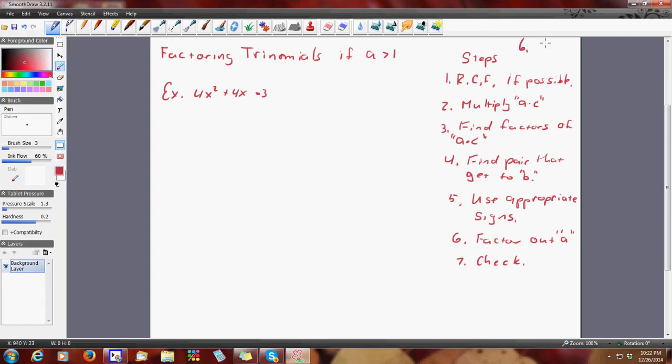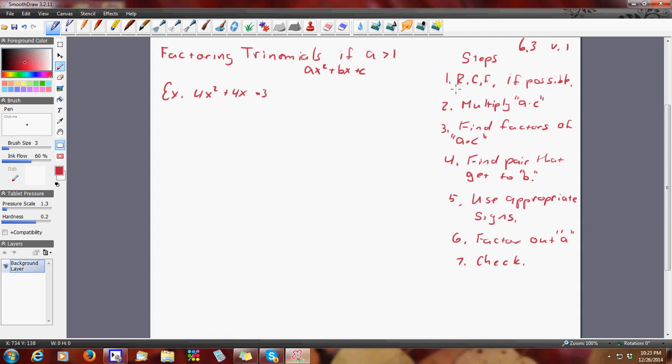So I want to do a video on factoring trinomials if a is greater than 1. And by now you should know that a trinomial has this form, and a is the leading coefficient of the greatest exponent, the greatest power. And so I do this a very specific way, and I'm going to show you. And there are other methods, but I like this method the best.